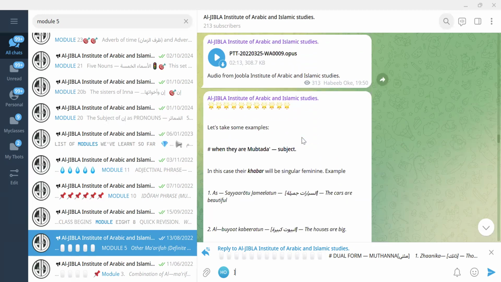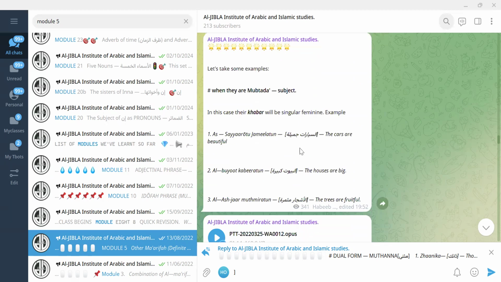All right, so let's look at when they are mubtada. السيارات جميلة. The cars are beautiful. Do we see that? السيارات جميلة. We use the word جميلة, singular feminine, as the khabar for السيارات.